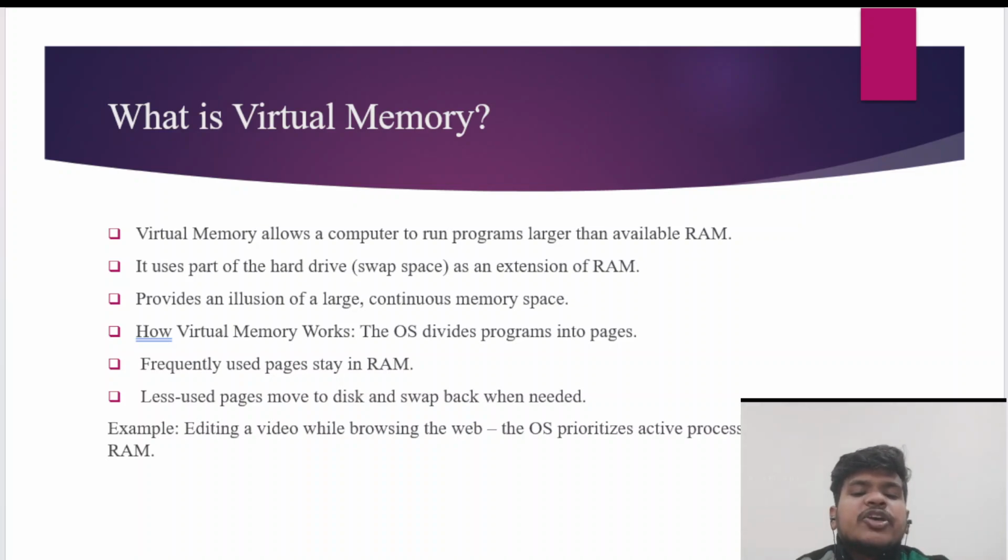For example, if you are editing a video and browsing the web at the same time, the system will prioritize the editing process in RAM and move less used browser tabs to virtual memory, because you are not currently using them, right? And the video editing is at the priority level.